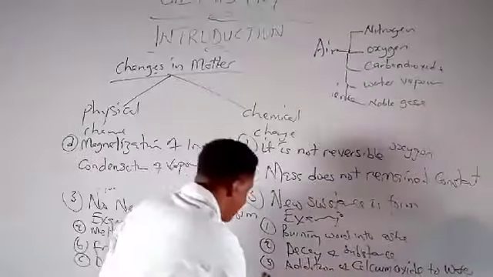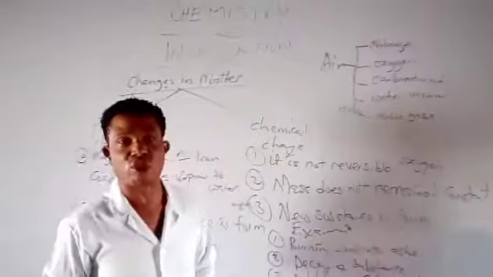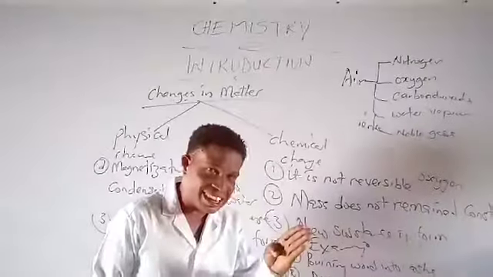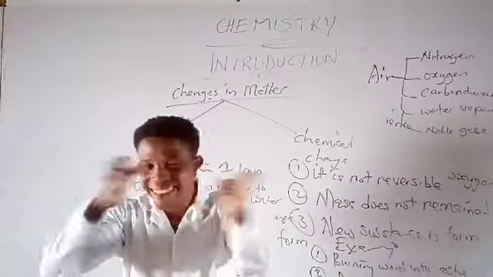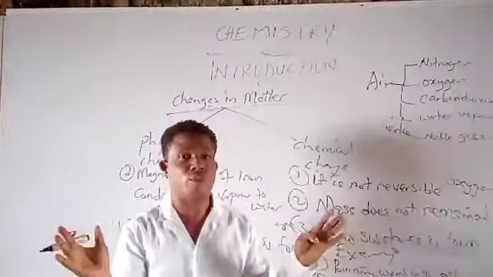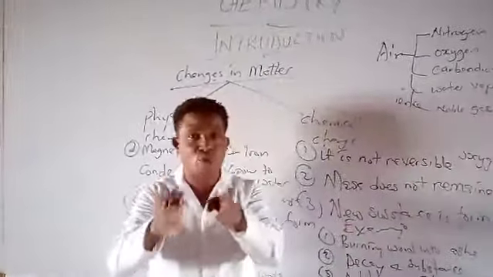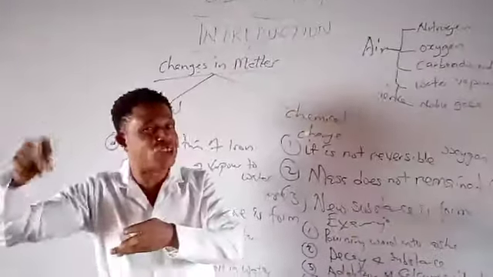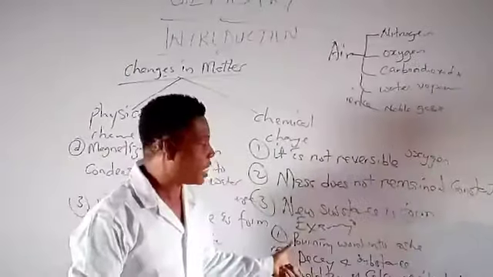Number four example is the neutralization reaction, the reaction between an acid and a base to form salt and water. That reaction is not reversible. So it's an example of chemical change.